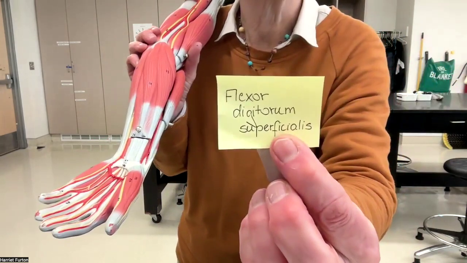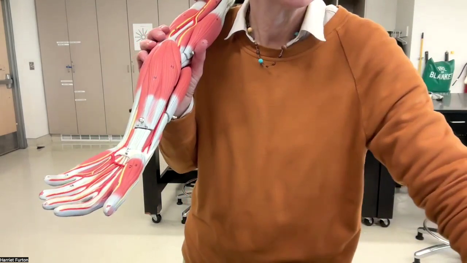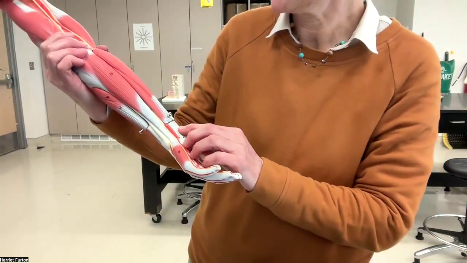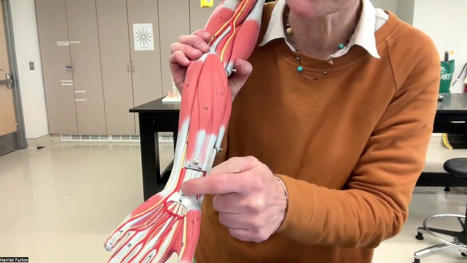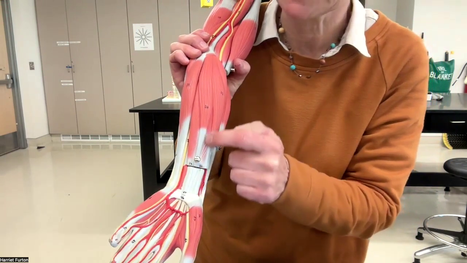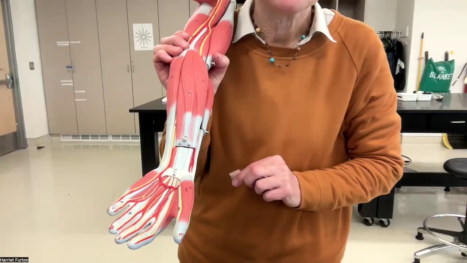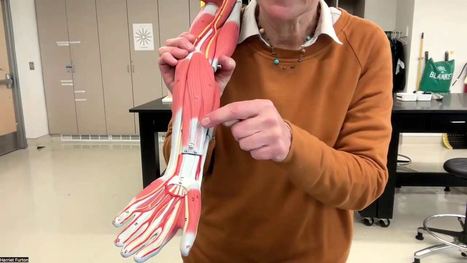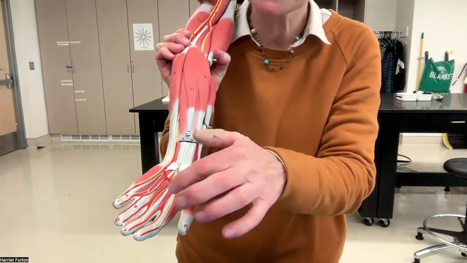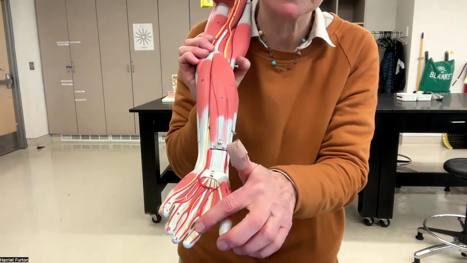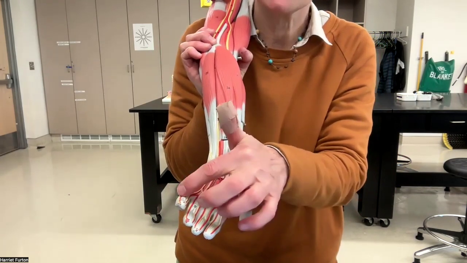One more on the flexor side is the flexor digitorum superficialis. That is number 26. This is below the palmaris longus. These are on both sides. It's a wide muscle. It flexes the digits, the phalanges, and it attaches itself on the middle phalanges 2 through 5.